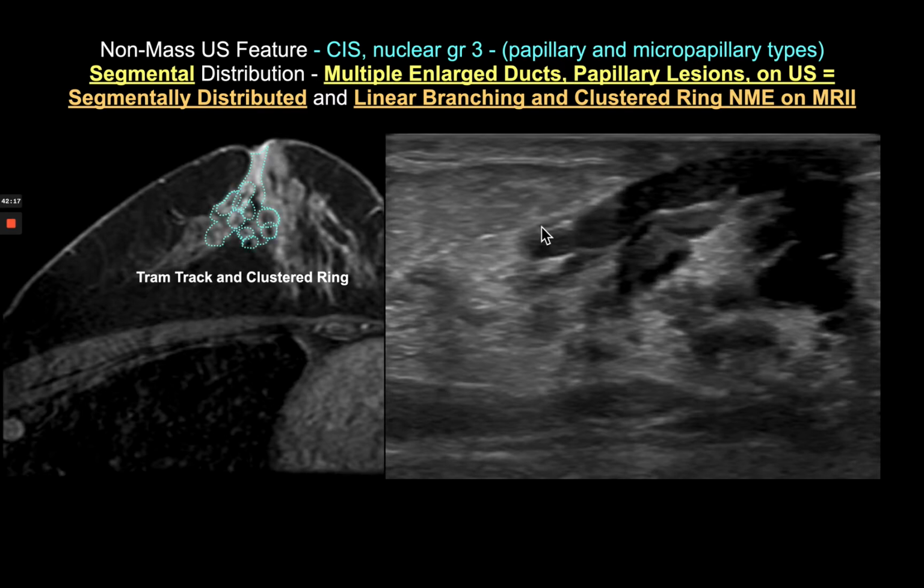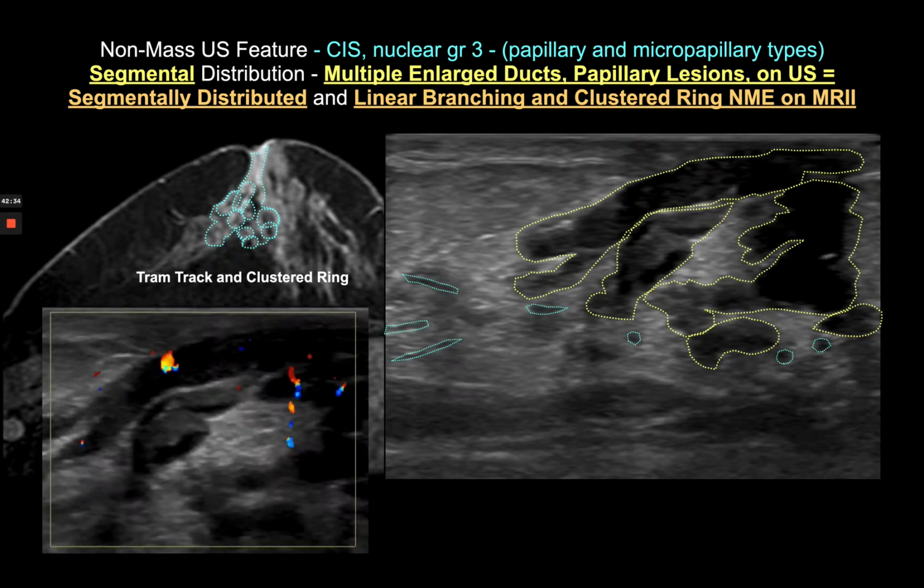And furthermore, here we're seeing a combination of Tram Trax, clustered ring, and clumped more peripherally. And what I want to show you here is that there's actually blood vessels inside the lumen of the duct. Again, we don't see this with micropapillary DAB. We don't see it with solid comedonecrosis. We don't see it with cribriform. We only see this with papillary.